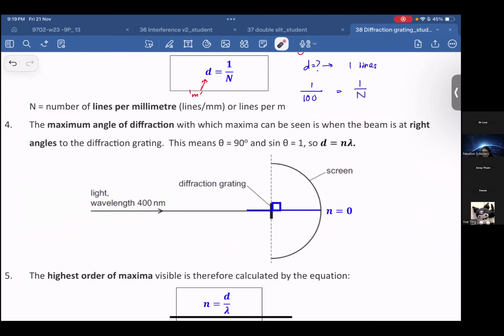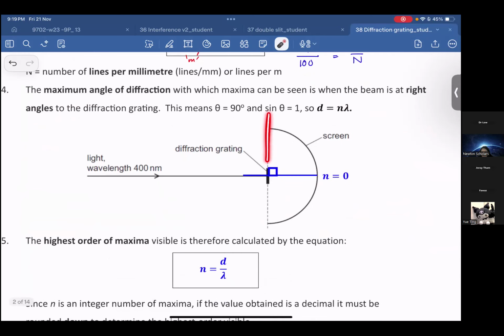So here, this is from 0. We are starting from n equals to 0 at the center, going up this angle until the maximum here. Our maximum angle actually is 90 degree, a right angle. So this is the maximum that we can see. When delta is 90 degree, sine 90 degree actually we get 1.